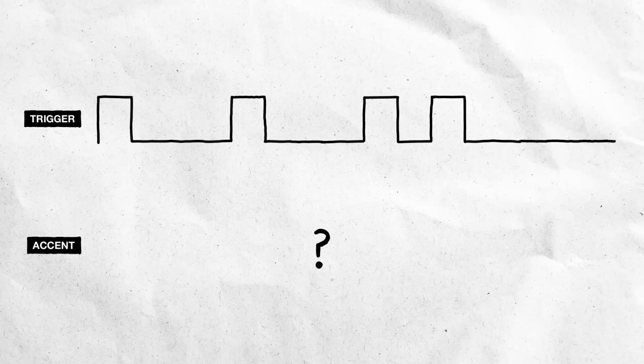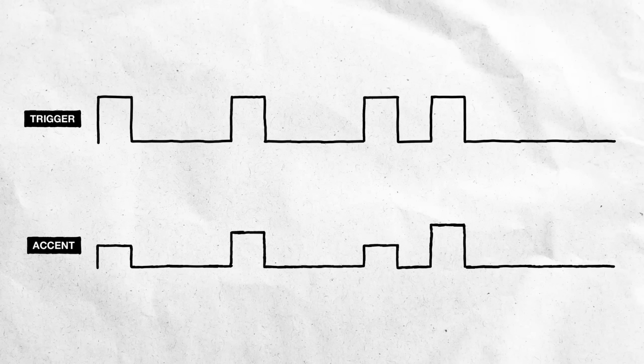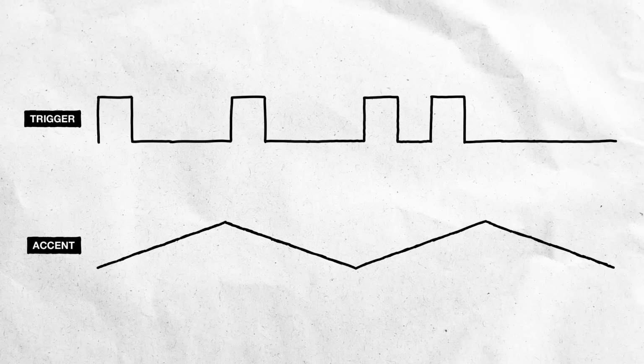The orthodox approach would be to generate one accent level per trigger. Doing that would add a lot of complexity to our circuit though. So instead, let's see if we can cheat a little and still get something that sounds great. Rather than generating accent levels per step, we'll just use a slow triangle wave. At first glance, this probably looks wrong.